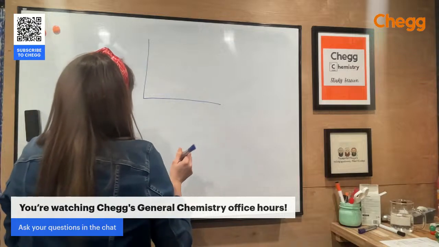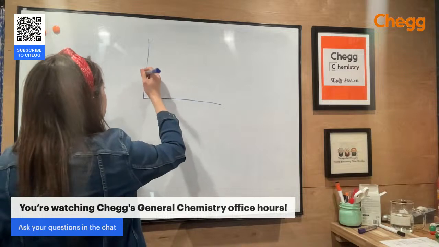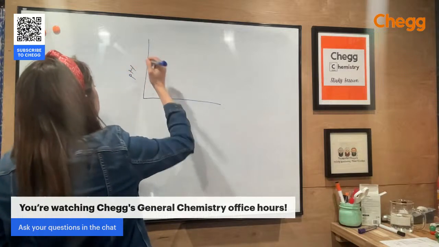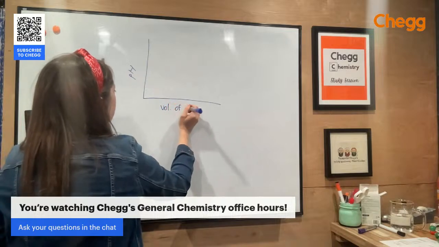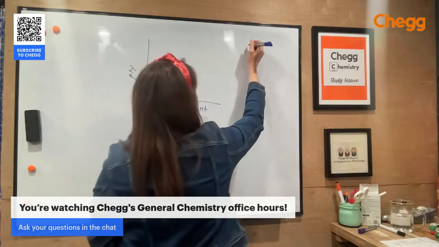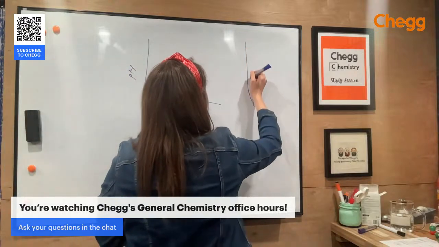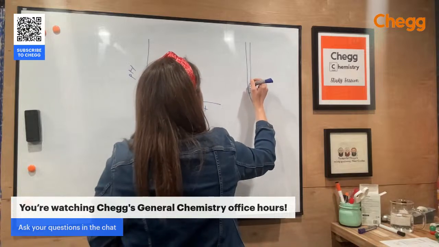All right, so let's say I'm just going to draw. Okay, let's say we have our pH, we have our volume of titrant. All right, we're doing a... don't judge me, not very artistic.